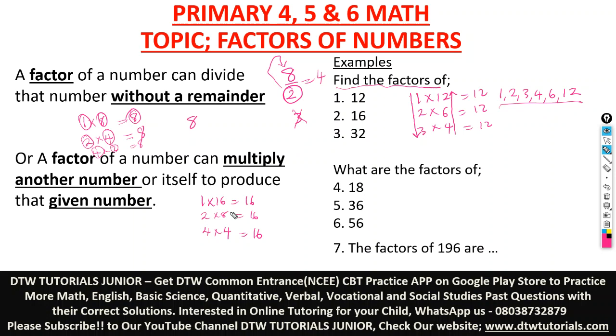It can be 1, all right? 1 is a factor of all numbers. Please, I forgot to mention this. 1 is a factor of what? All numbers. All numbers from 1 to billions to trillions.